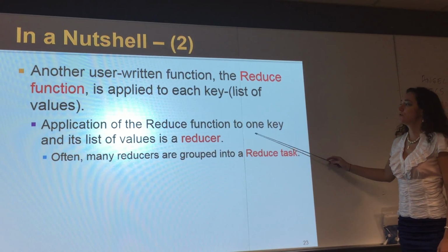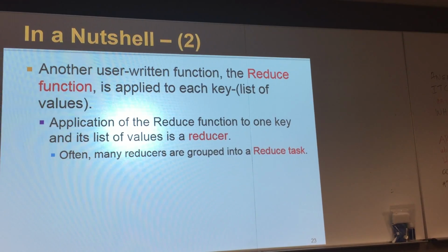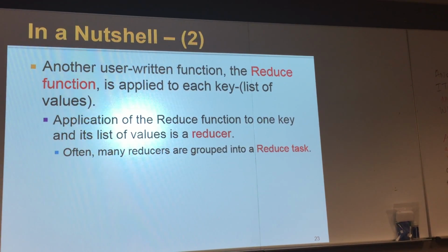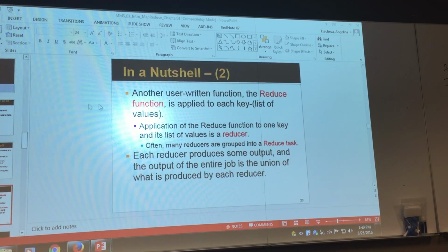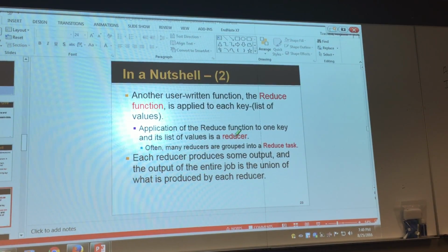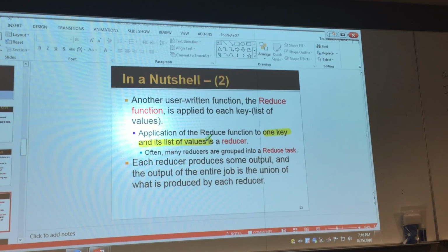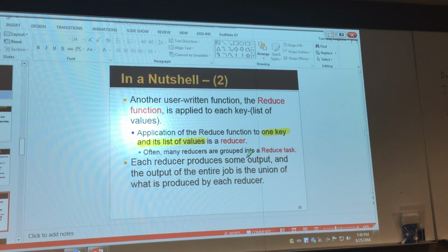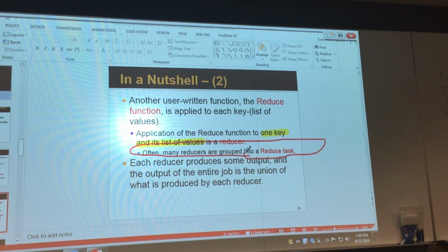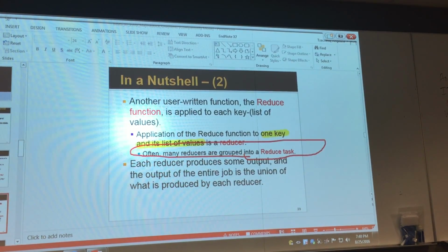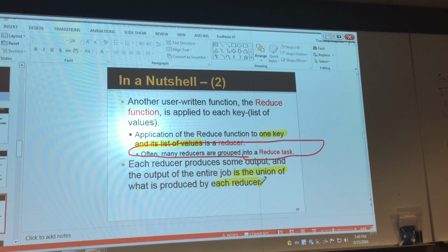The application of the reduce function to one key and its values is a reducer. Now they could be the same as with the mappers. There could be a lot of reducers, and when we combine them together, we will get the reduce task. So the reducer gets one key and its list of values. The output of this entire job is the union of all of these reducers.